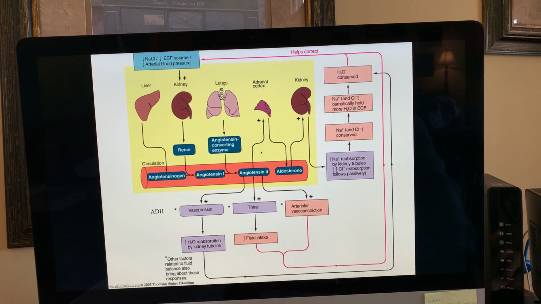In addition, angiotensin 2 is going to stimulate the adrenal cortex to release the hormone aldosterone. Aldosterone is going to then stimulate the cells of the distal convoluted tubule and to some extent the collecting duct to increase sodium reabsorption into the peritubular capillaries. Water will follow, and therefore you will increase fluid volume in the blood and you will conserve water and increase your blood pressure. So this is how the renin-angiotensin system works in response to low blood pressure.